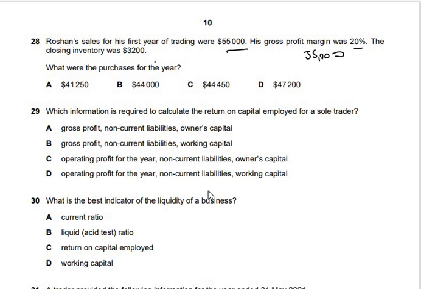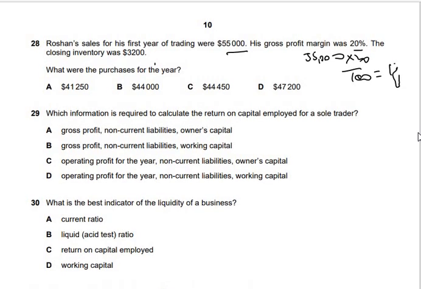Times 54,000 times 20 over 100. It's giving me 11,000. Yes, 54,000 times 20 over 100 is giving me 11,000. So 11,000 is actually the gross profit.